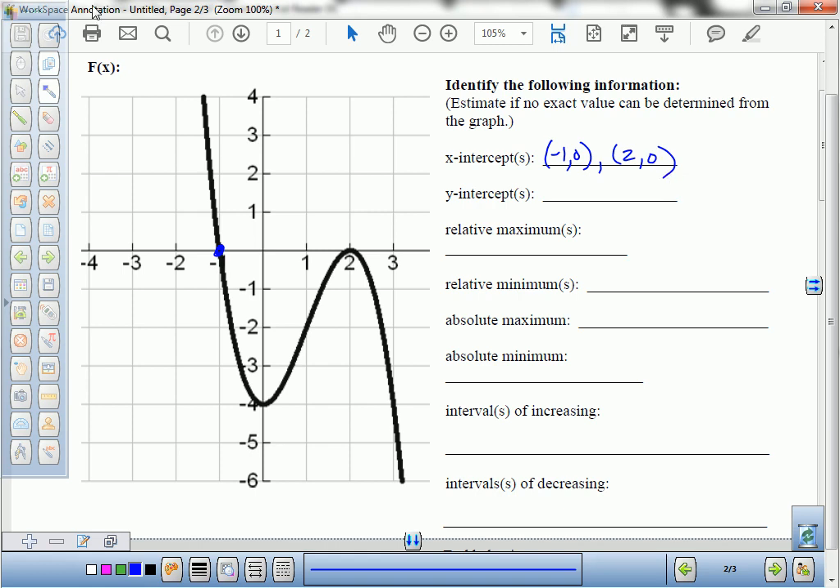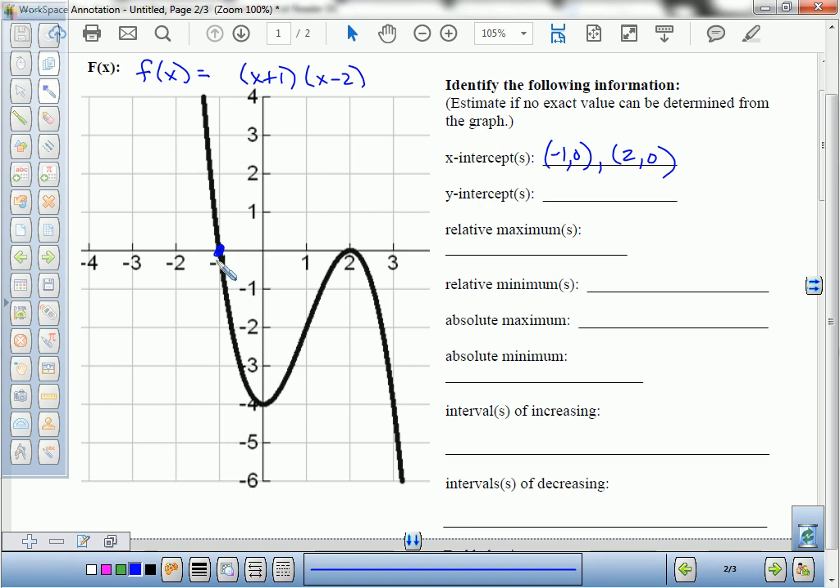So you guys actually could write a possible equation for this graph. If we know the x-intercepts, then we know the zeros of the function, and that would give us the factors. What would be a possible equation for this graph? What factor represents the -1? X plus 1. What factor represents the positive 2? X minus 2.